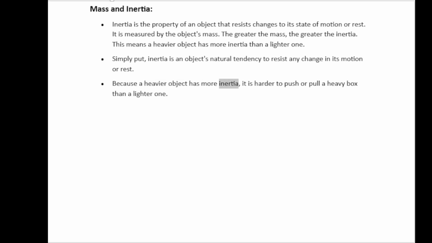Because a heavier object has more inertia, it is harder to push or pull a heavy box than a lighter one.